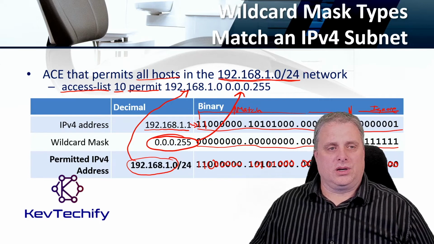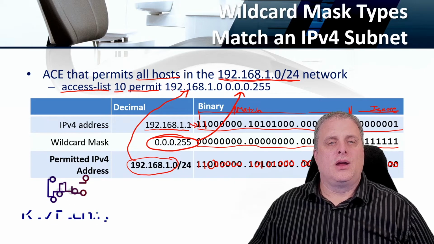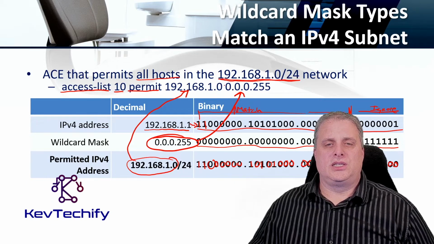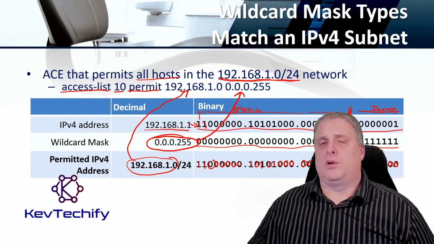So our command here, our access control entry that permits all hosts in the 192.168.1.0 network is access-list 10, for access list 10, permit 192.168.1.0, the network portion, and then the wildcard mask. Once again, wildcard, where there's zeros, we want to match it. Where there's ones, we don't want to match it.